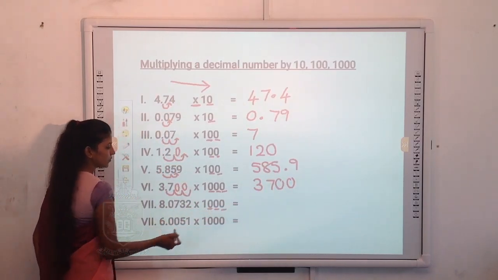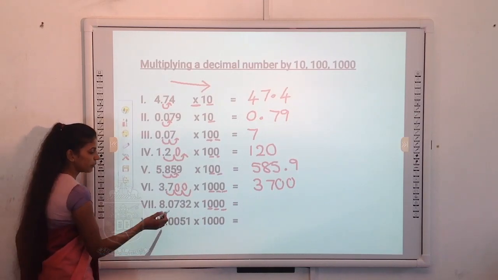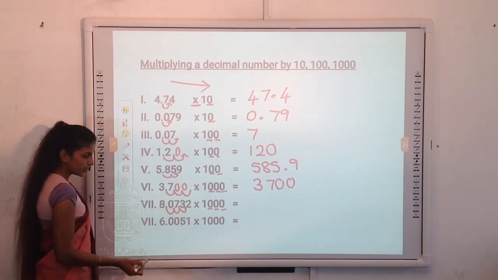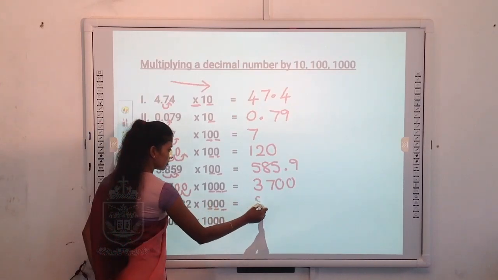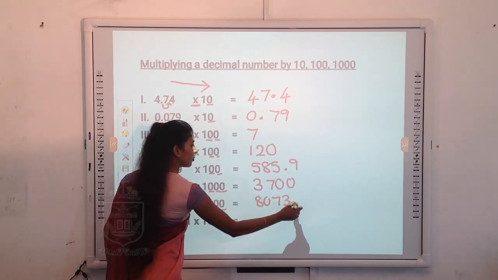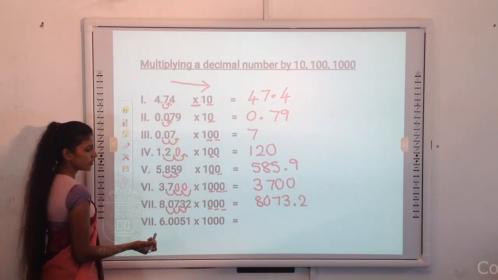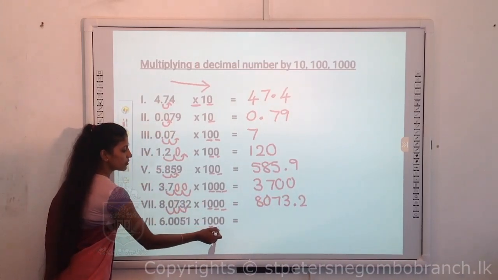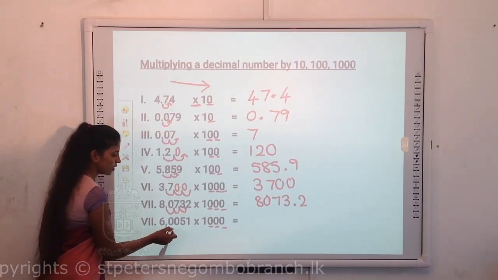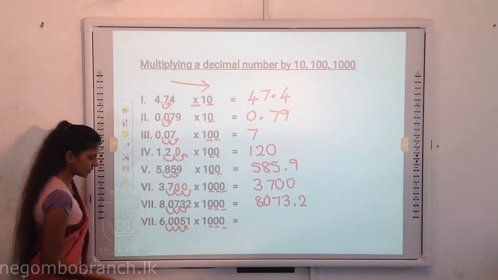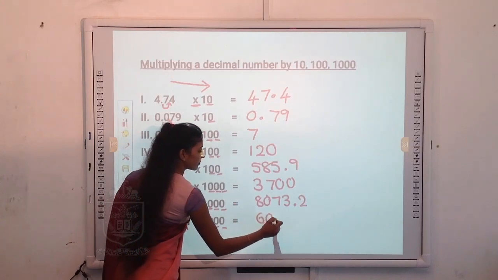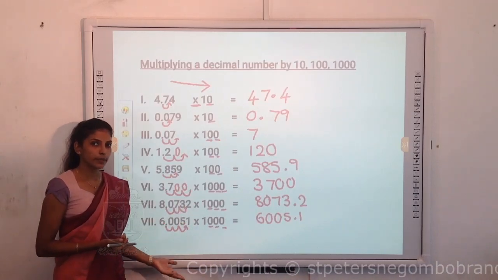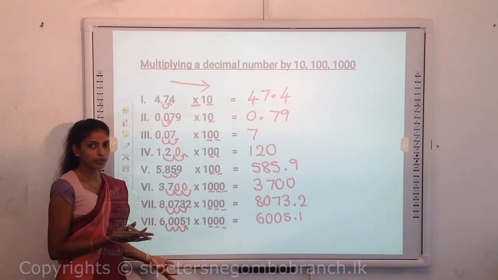Again, you have to take 3 moves here. Now you have enough numbers, so we can move it. No need to add zeros here. 1, 2, 3. So our answer will be 8073.2. Okay, last one. There you have 3 zeros. 3 moves should be taken. 1, 2, 3. So the final answer is 6005.1. So this is the multiplication of a decimal number by a power of 10.